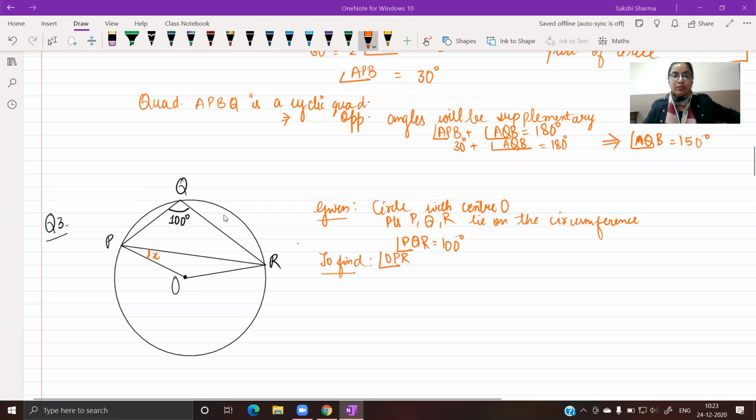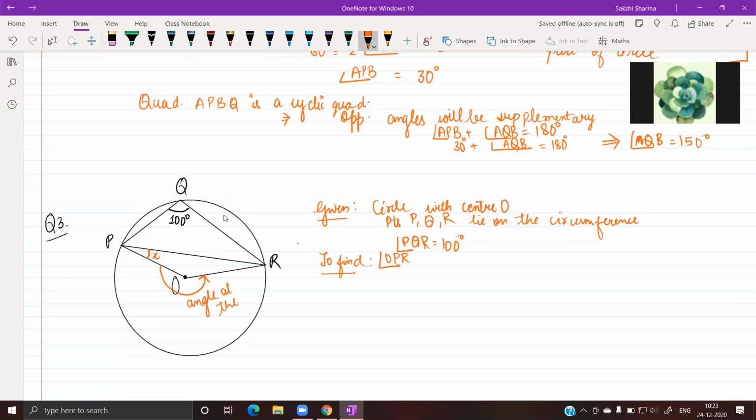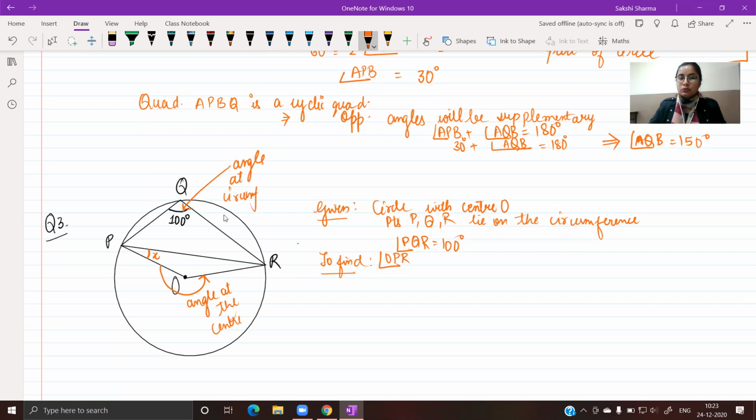We have arc PR subtending an angle at the circumference. I'll just mark that, this angle. This is the angle at the center. And this here is the angle at the circumference. So you can relate these two and find out angle POR. Angle POR will be a reflex angle. It's clearly visible from the figure. So I would like you to write it down like that. This is the third case of your degree measure theorem. So we can find out angle POR using the degree measure theorem.